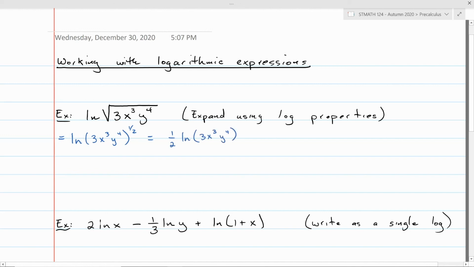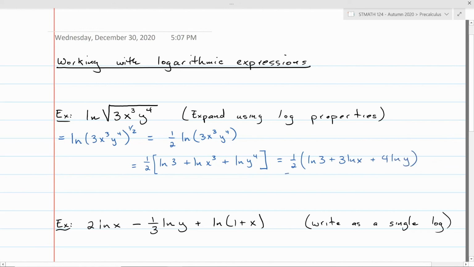And then we had a property that says that whenever things are multiplied inside the logarithm, you can break that up as a sum. So I can write this as 1/2 times (natural log of 3 plus natural log of x cubed plus natural log of y to the 4th). And now I can take advantage of the exponent property again, which says you can bring the exponent down in front of the logarithm. So this would be 1/2 (natural log of 3 plus 3 natural log of x plus 4 natural log of y). So there you go.